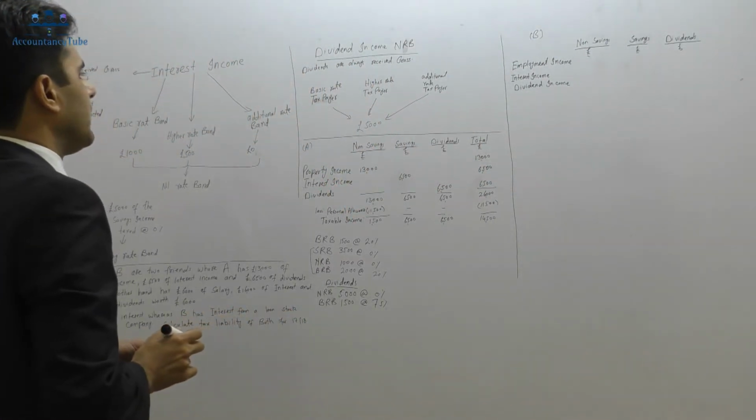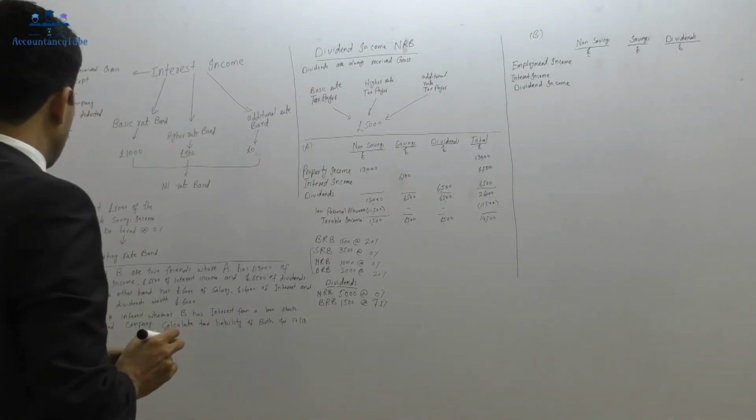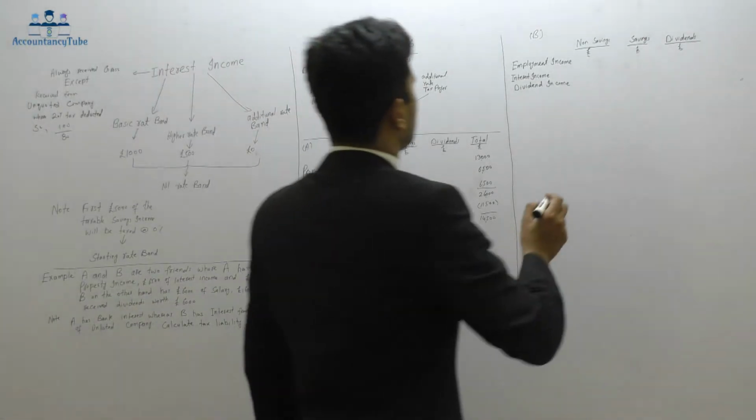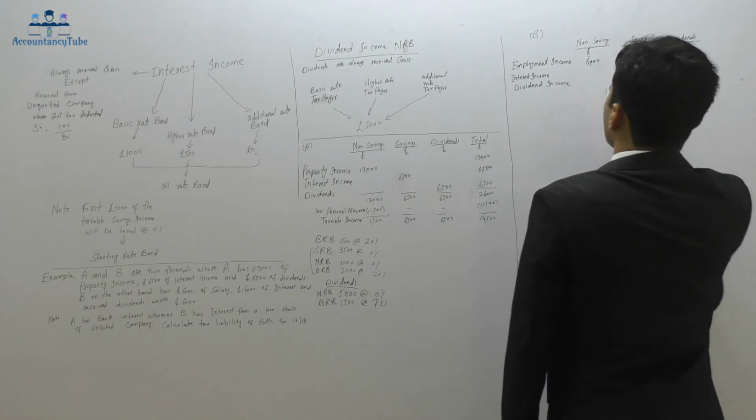So first of all, employment income, which is salary, then he's got interest income, and he got dividends as well. Now how much is the salary? His salary is £6,000, so employment income will go into the non-savings, so £6,000 worth of non-savings.